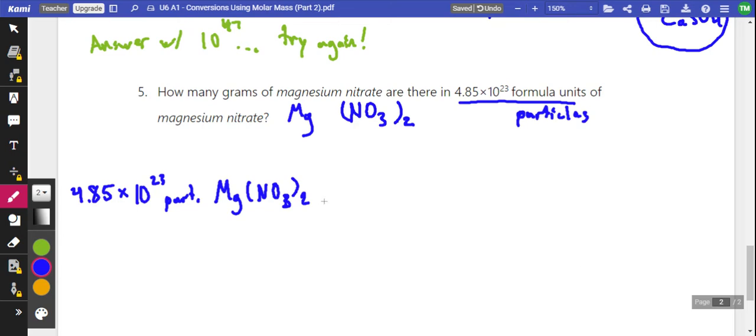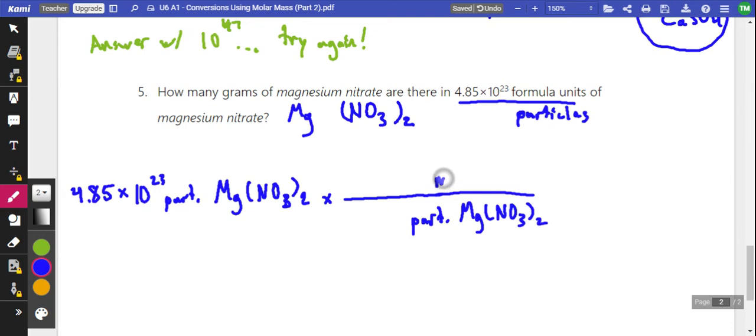Okay. So let's convert. I'm going to draw a multiplication, get a fraction bar going. I want to get rid of particles, so particles is going to go on the bottom. I'm going to abbreviate with part, Mg(NO3)2. And then I want moles on top. Moles is my in-between step from particles to grams. So let's make a pit stop at moles first. Moles of Mg(NO3)2.